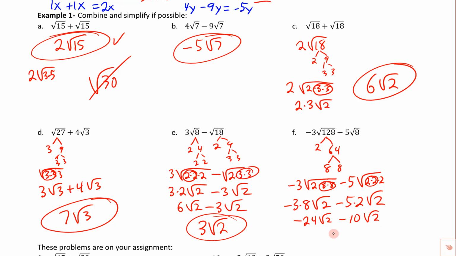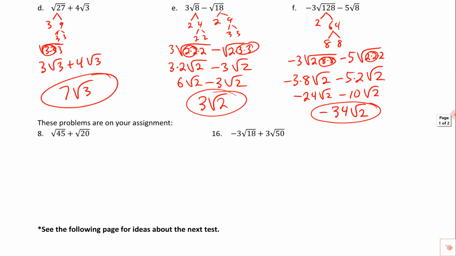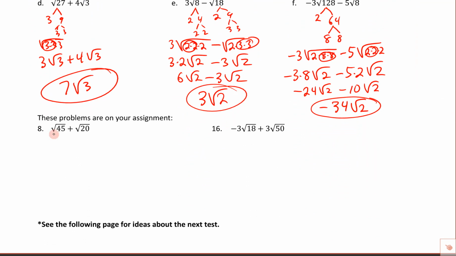Same sign, so we're going to find the sum. That's going to be 34. Keep that same sign, and that stays the same just like up here when we had the one x plus x is 2x, so that's going to be a radical 2. So if I have negative 24 radical 2 and I take away another 10 radical 2's, I end up with negative 34 radical 2.